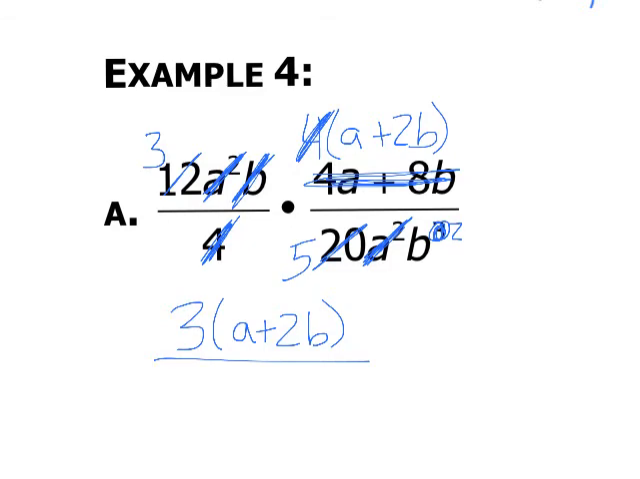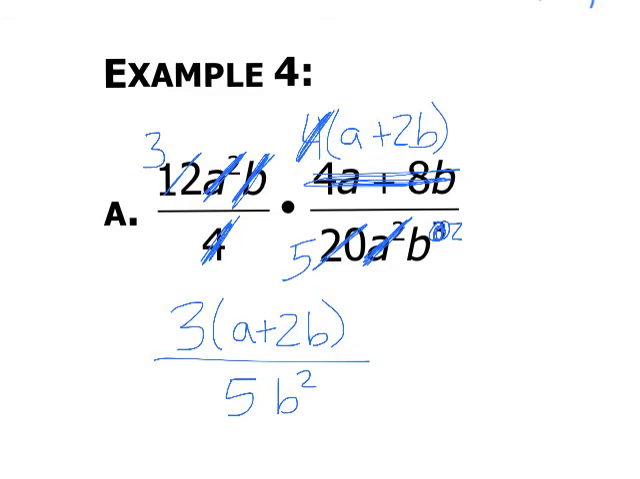What am I left with on bottom? 20B squared. I don't have 20 left, do I? 5B squared. Yeah. Okay, now do your double check. Anything else I can take out of top and bottom? My B's? Yes or no?